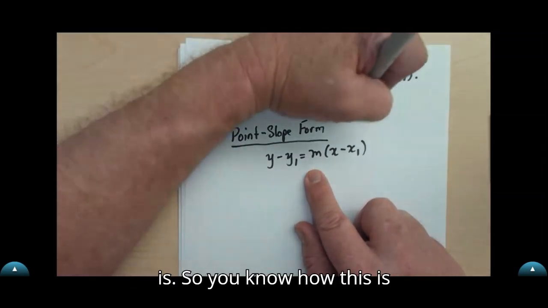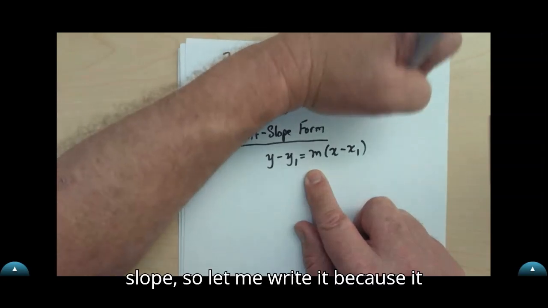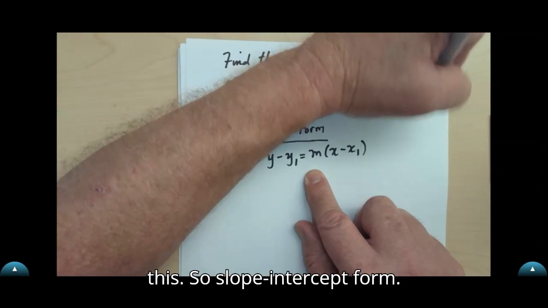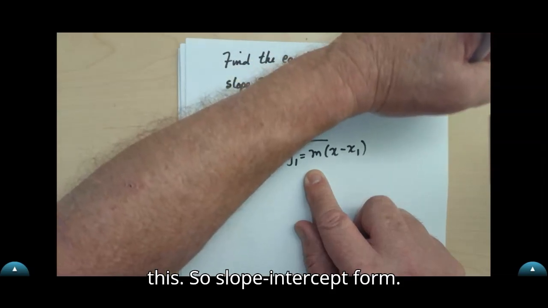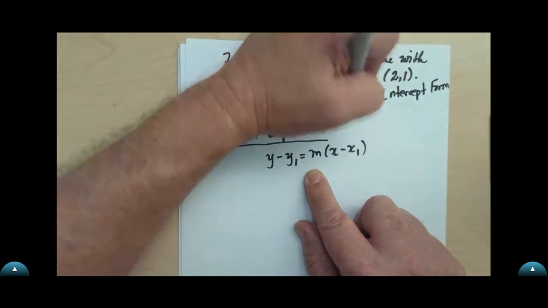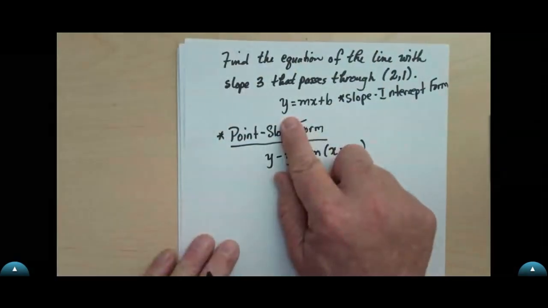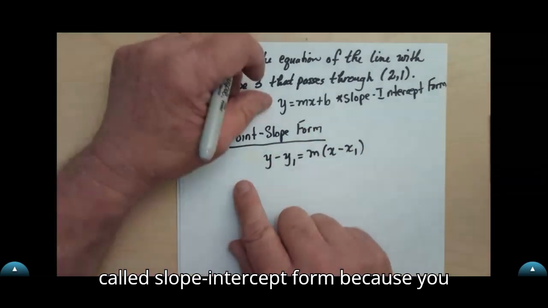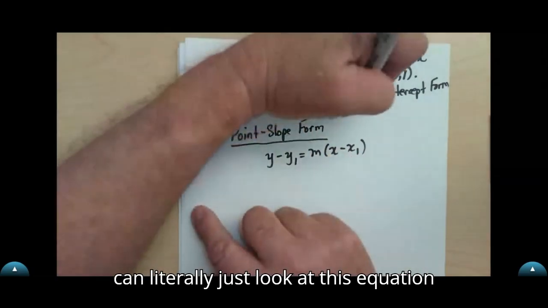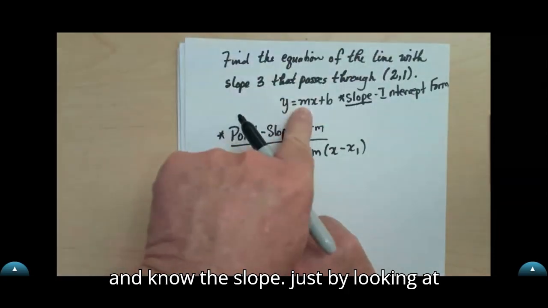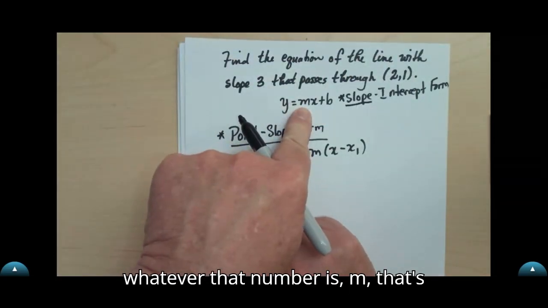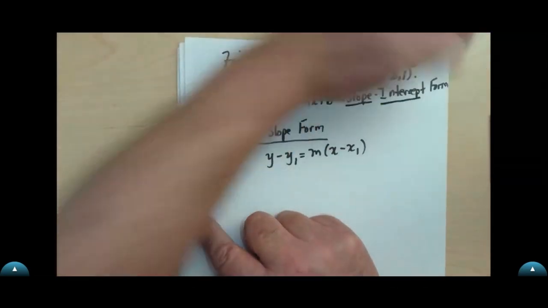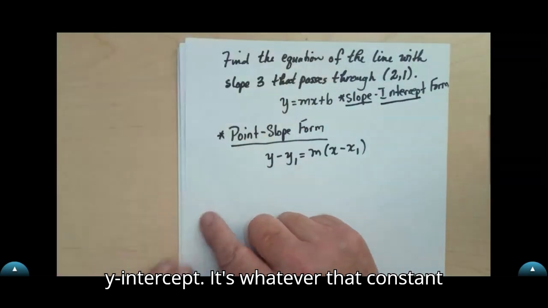So you know how this is slope. Let me write it, because I think it helps you to see this. Slope-intercept form, y equals mx plus b, is slope-intercept form. It's called slope-intercept form because you can literally just look at this equation and know the slope just by looking at whatever that number m is that's multiplied times x, and you know the y-intercept. It's whatever that constant term is.